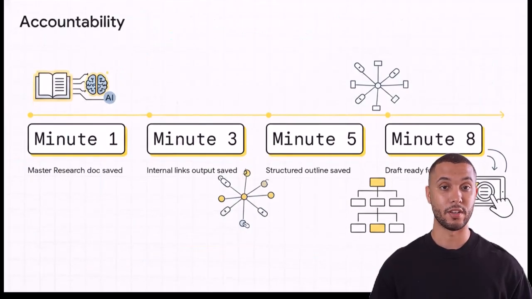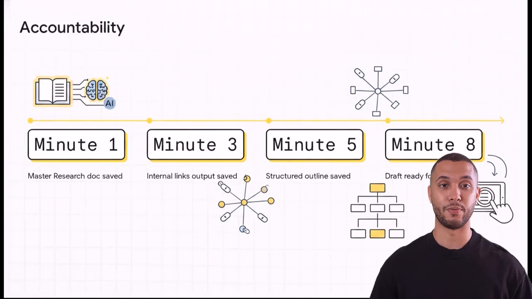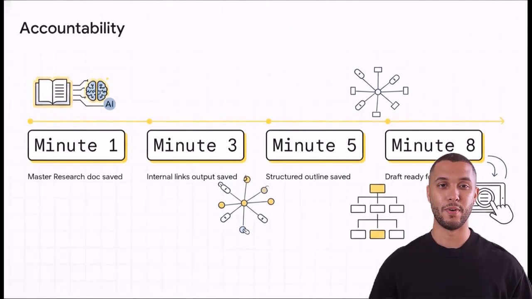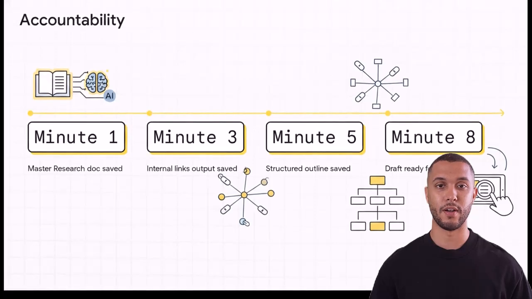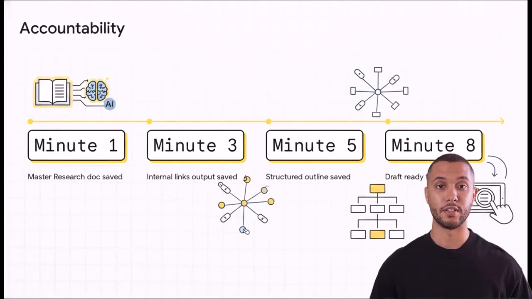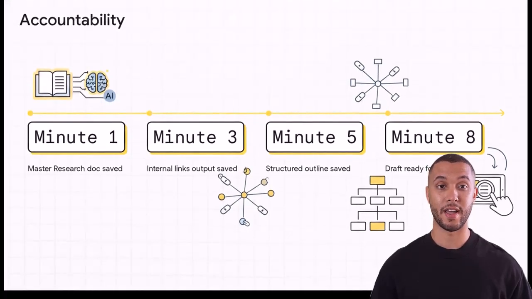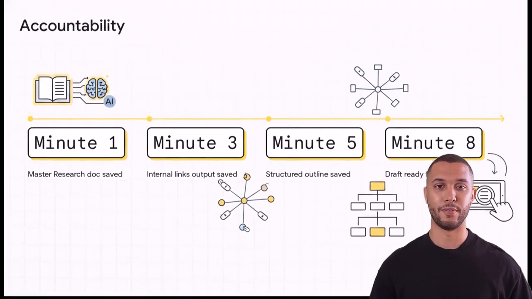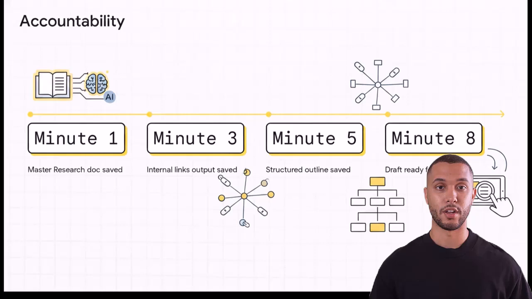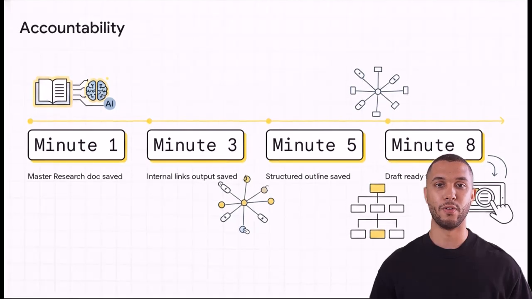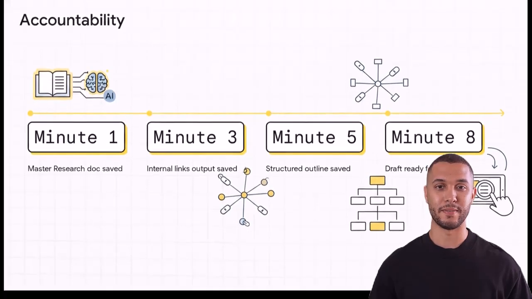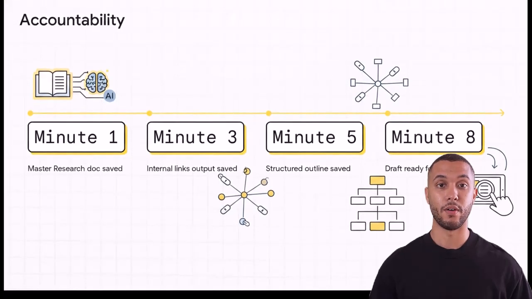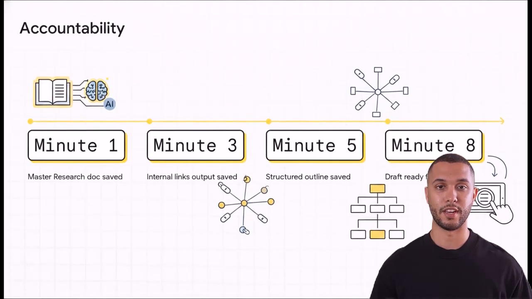To put that into perspective, watch how this builds a timeline of pure accountability. Minute 1, the AI saves a master research document. Minute 3, it saves a list of internal links. By minute 5, the outline is generated and saved. Because everything is automatically saved along the way, you can insert human guardrails wherever you want. If the draft at minute 8 is completely missing the mark, no worries. You don't throw away the whole thing. You just back up and look at the saved outline from minute 5. If that outline looks weird, check the research doc for minute 1. You fix the core issue and just run it again from there.